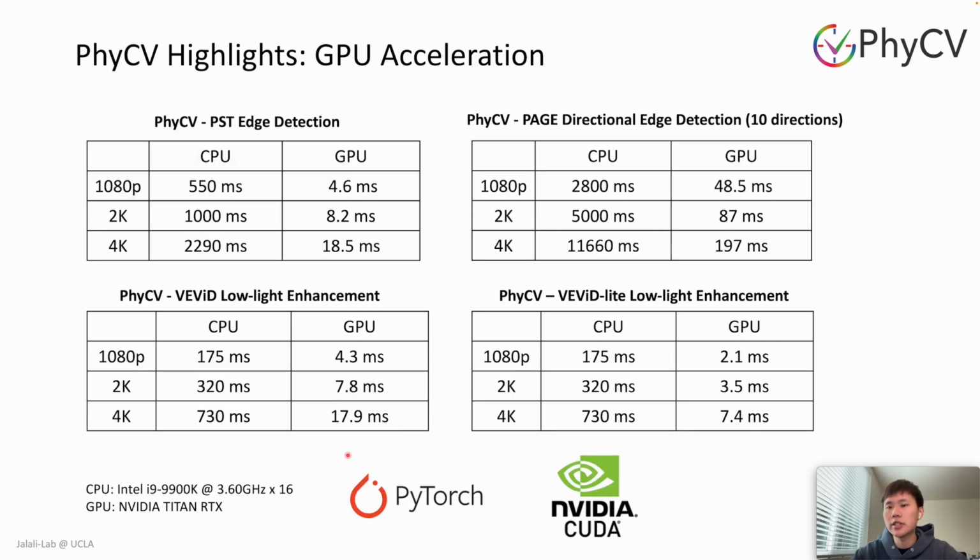Moreover, GPU versions of PhyCV are built on PyTorch and accelerated by NVIDIA CUDA. The GPU compatibility significantly accelerates the algorithms, which is beneficial for real-time video processing and related deep learning tasks. Here, we show the comparison of running time of PhyCV algorithms on CPU and GPU for videos at 1080p, 2K, and 4K resolutions. We can observe significant acceleration for all algorithms and at all resolutions.